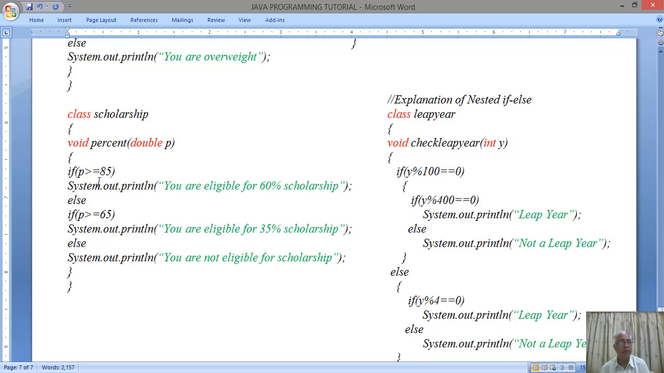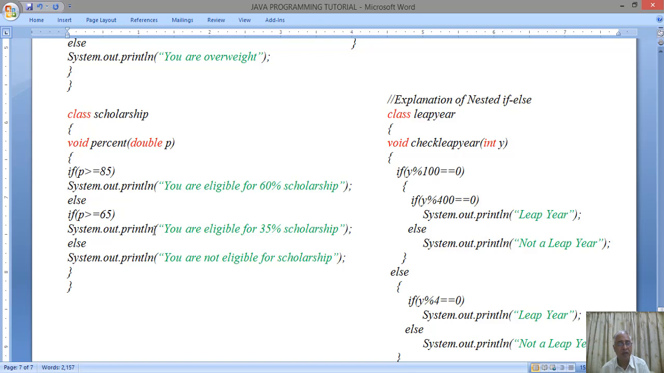So double is taken, and this is a function. If P greater than or equal to 85, system out print line, you are eligible for 60% scholarship. So here, if the percent is greater than or equal to 85, means 85 or above, then computer will print eligible for 60% scholarship. Else, if P greater than or equal to 65, now this means that the person has secured percentage more than 65 or 65 but less than 85.